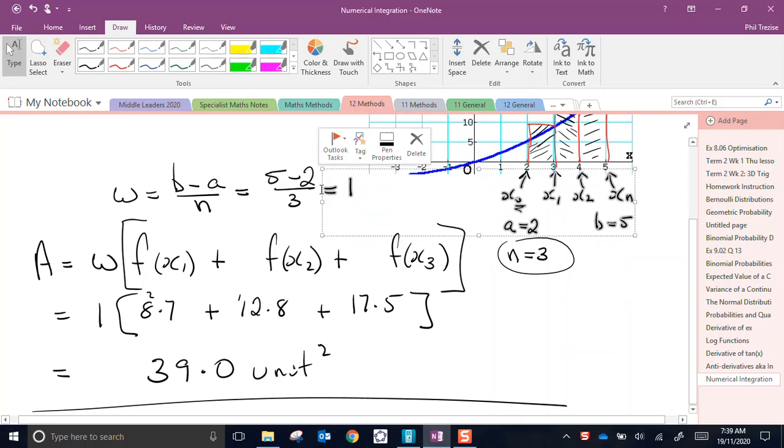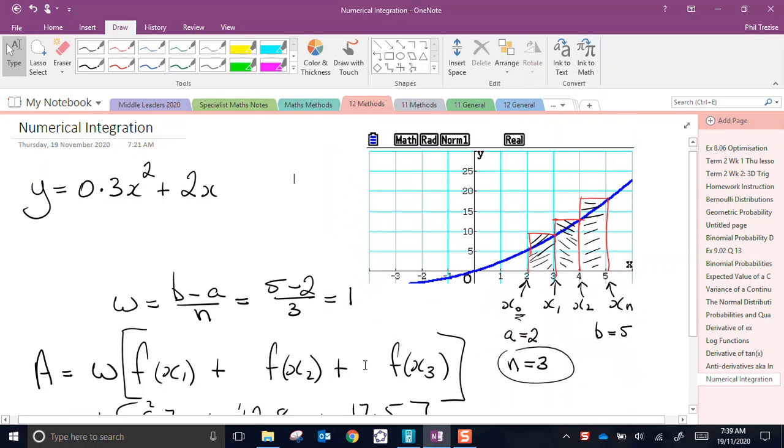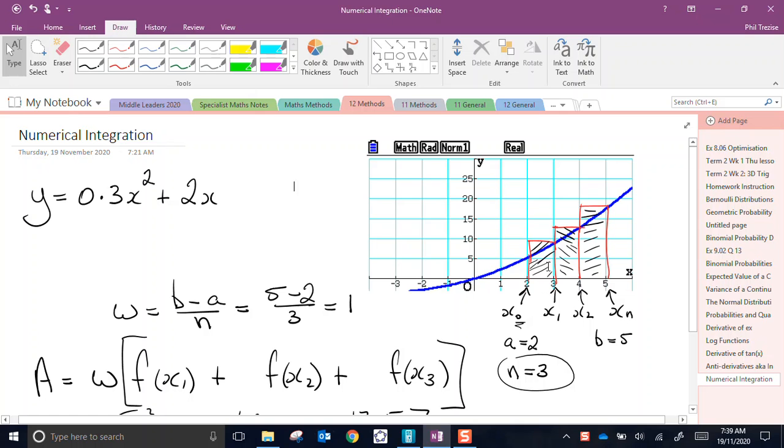Everyone, welcome back for the third instalment of numerical integration techniques. So we've looked at left-hand rectangles, we've looked at right-hand rectangles. Now it's time to get a little bit more accurate, and this one's probably the easiest of the lot.